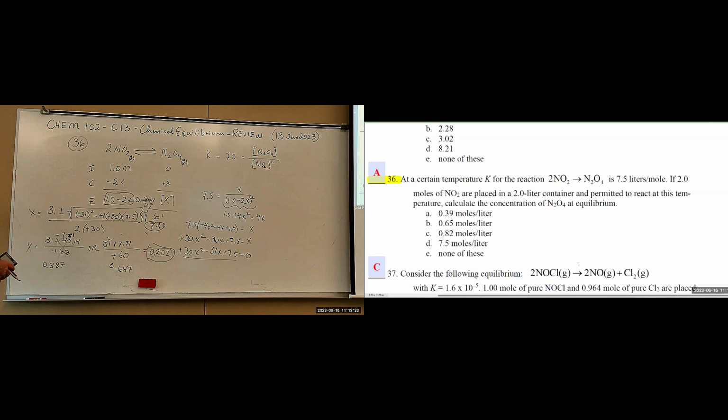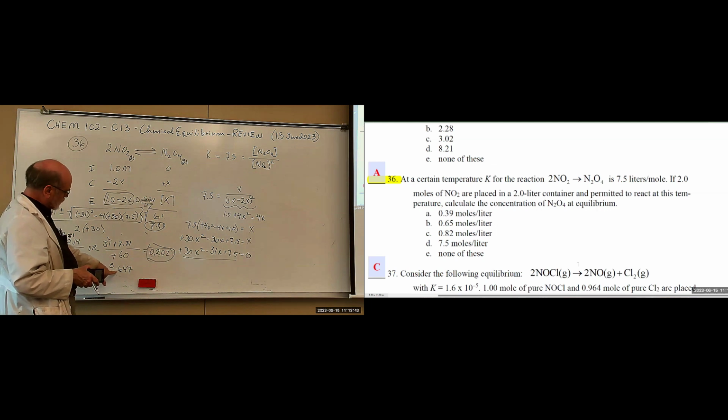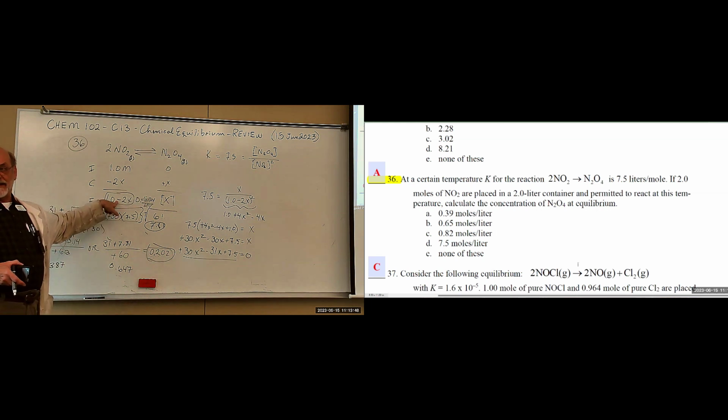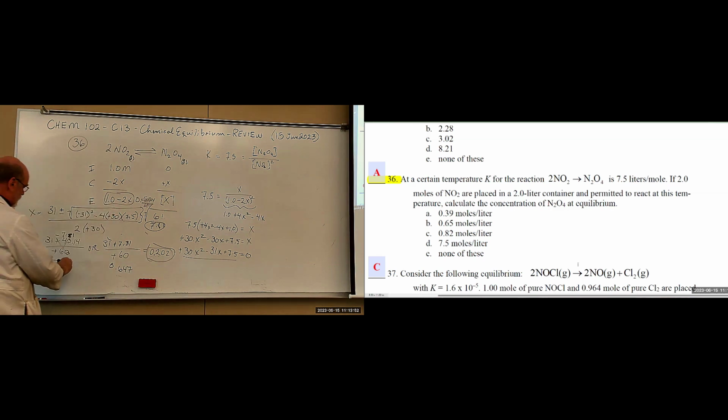Okay. So how do we decide between the two? Oh. If we say 2 times this one is bigger than 1, so that gives us a negative. That can't be. So we have to use this one. That's the answer right there, 0.387, or 0.39, excuse me.